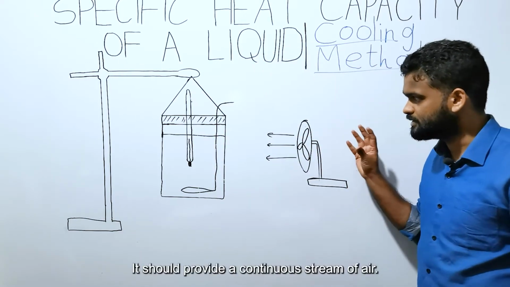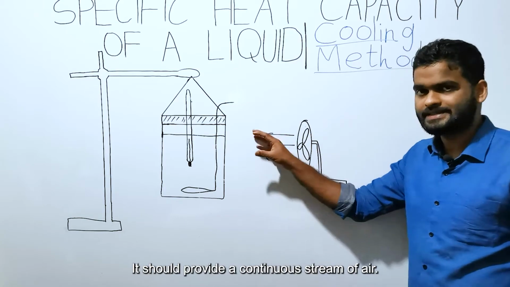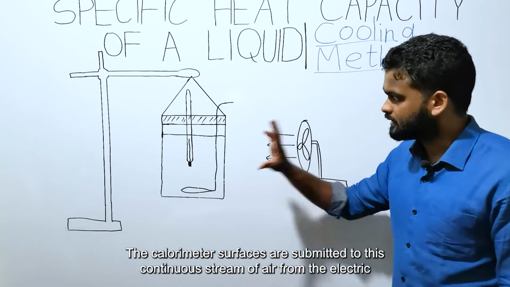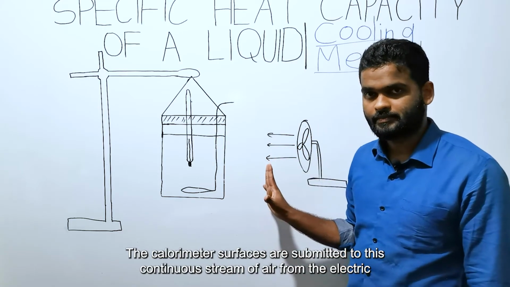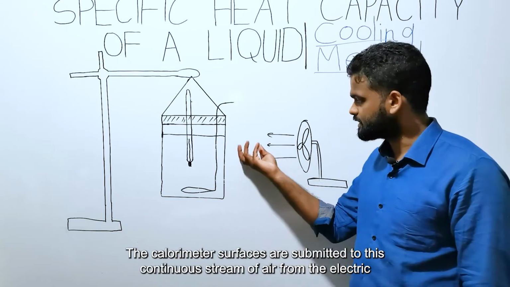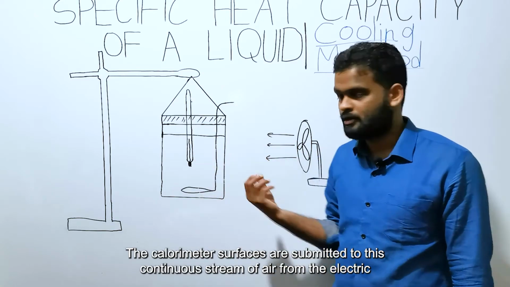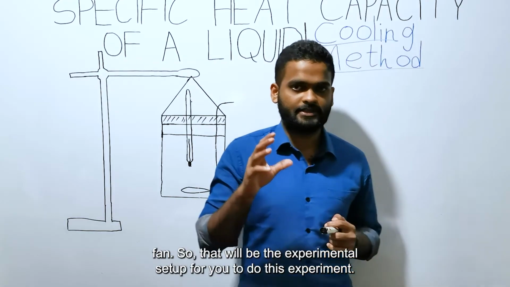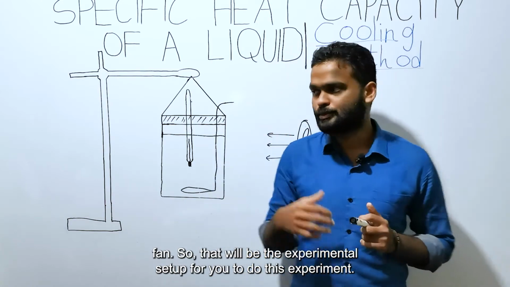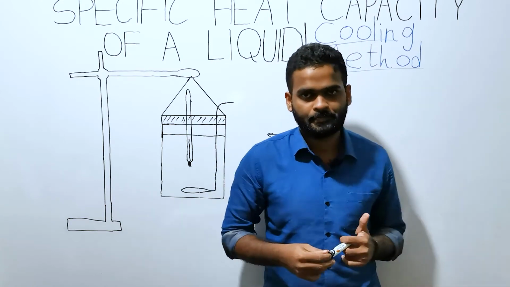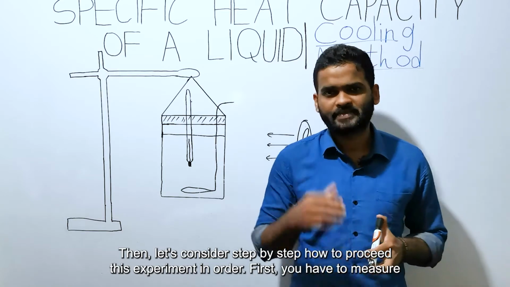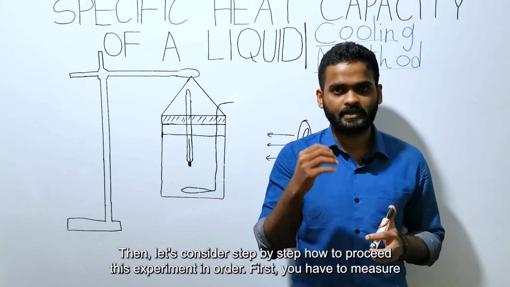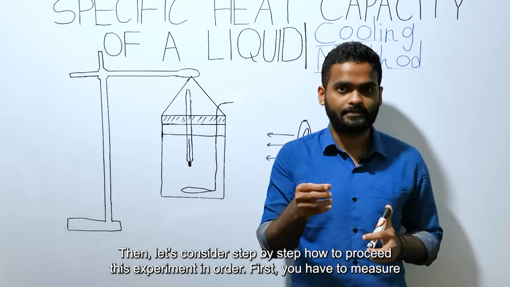Then there's this electric fan. It should provide a continuous stream of air. The calorimeter surfaces are submitted to this continuous stream of air from the electric fan. So that will be the experimental setup for you to do this experiment. Then let's consider step by step how to proceed with this experiment in order.